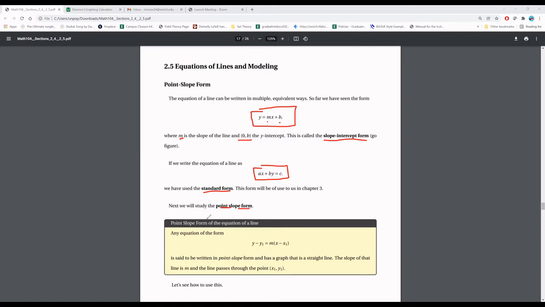Point-slope form of the equation of a line takes the following form: y minus y1 equals m times x minus x1. You can see the slope right here again. There it is, m. The point in point-slope form, that's the point (x1, y1). So that is our point in point-slope form. The x and the y in point-slope form, those are variables. We don't touch those. They just kind of hang out there.